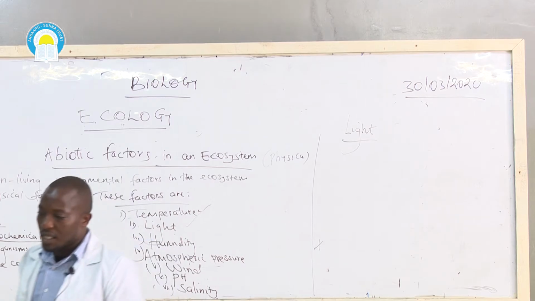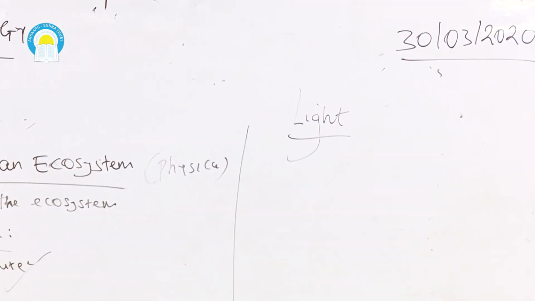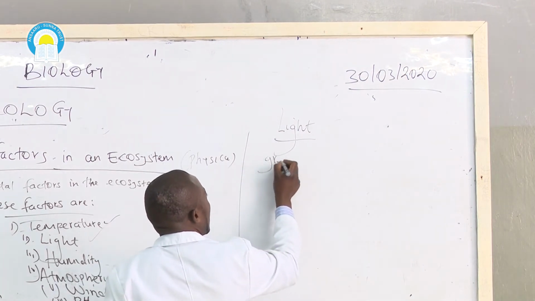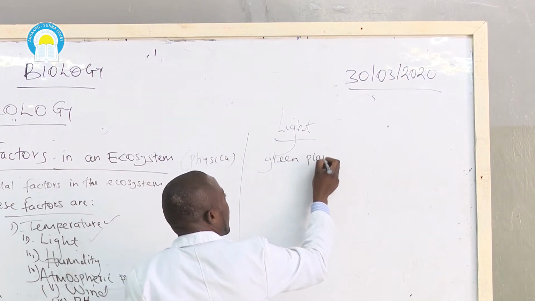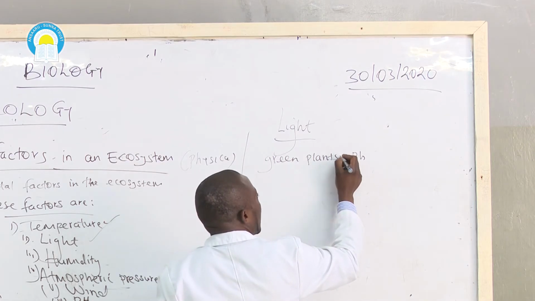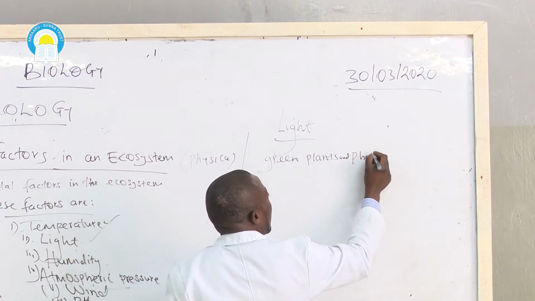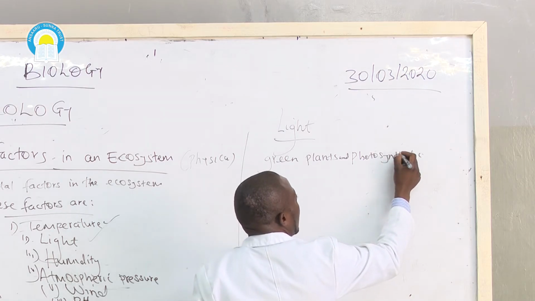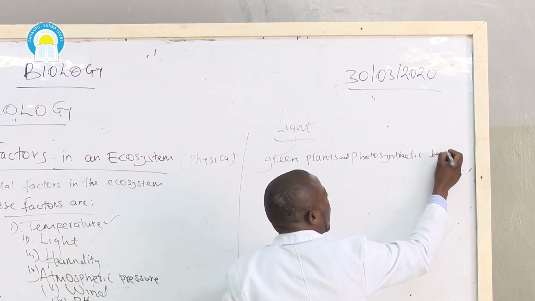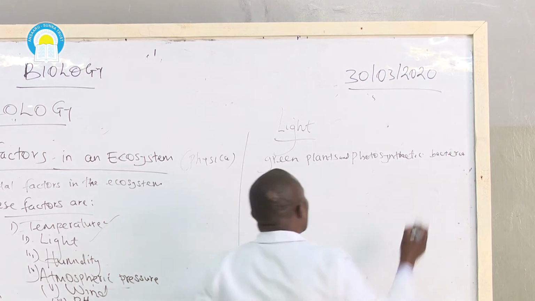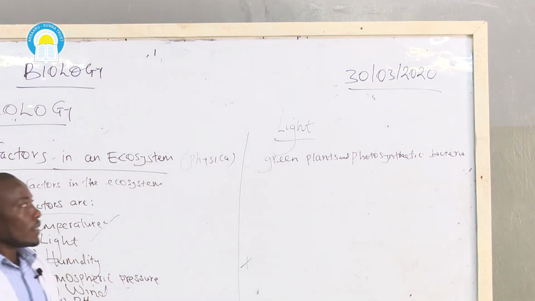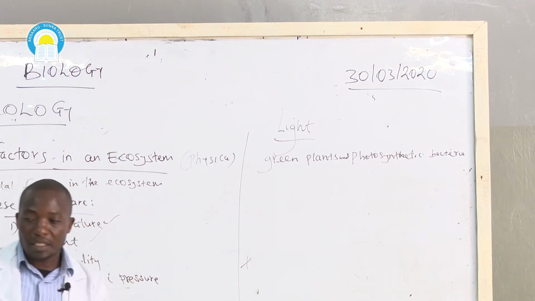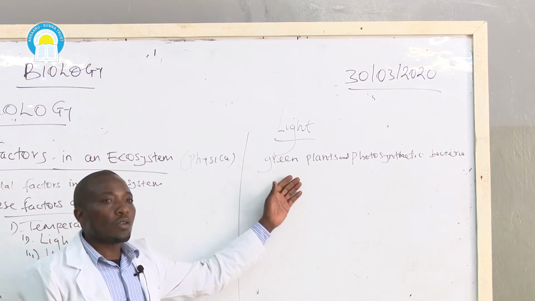Light is required by all green plants and photosynthetic bacteria. Green plants and photosynthetic bacteria require light for the process of photosynthesis.